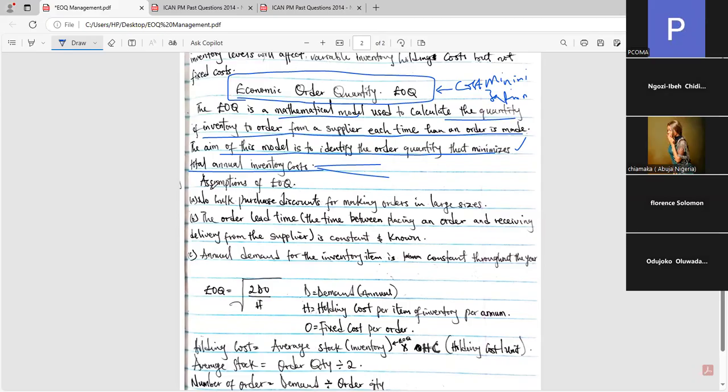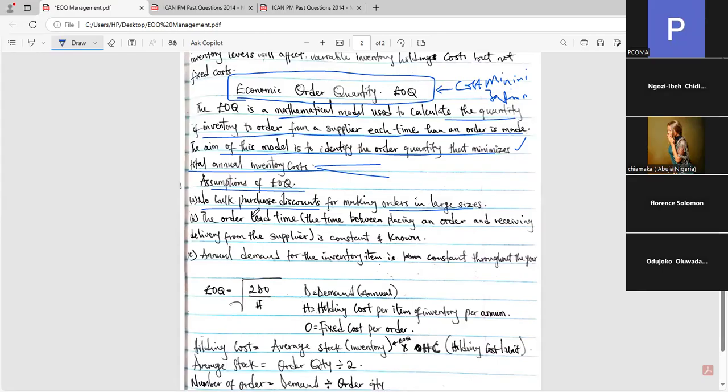So for EOQ, what are the assumptions to the rule? The assumption of EOQ states that there is no bulk purchase discount for making orders in large sizes. We are not giving you discounts whenever you are buying too much. So if I buy 2 containers, no discounts. That's the assumption for EOQ. Please pay attention. It's always examinable in ICAN whenever they are bringing EOQ. So it means that if you are buying 50, 100, or 1,000, the same price per unit that we sell is the same price we will sell if you are buying higher.